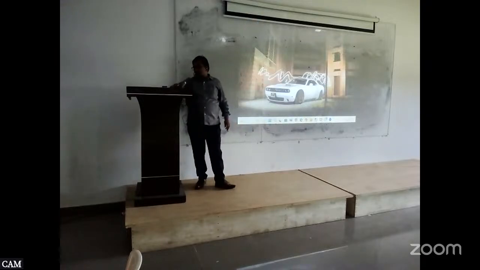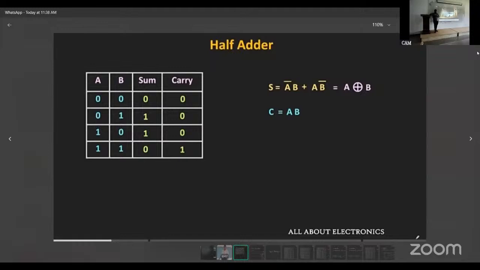Now, there is a topic called adders. Half adder and full adder. What is the difference between half adder and full adder? Half adder means we can add only 1 bit, whereas full adder means you can add 2 bits. In binary addition, what is the meaning of 1 bit? 0 or 1. This is 1 bit.